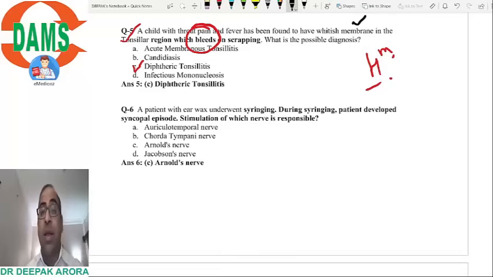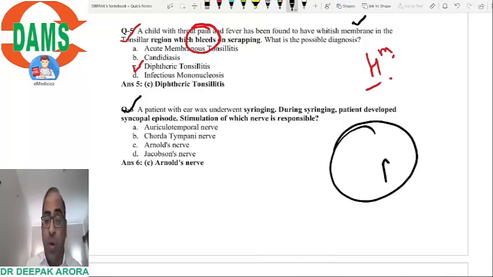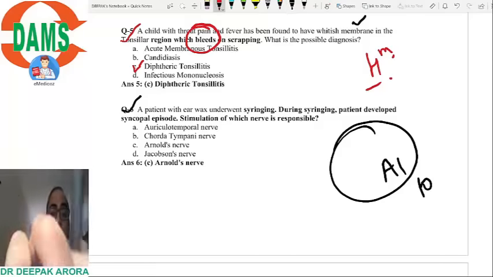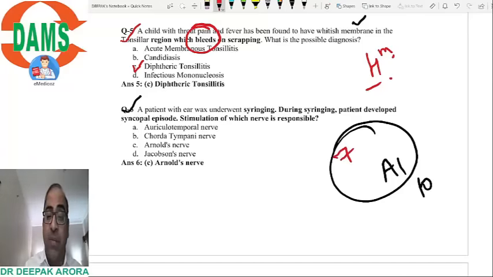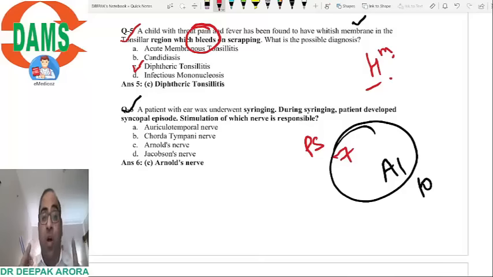Coming on to the next one, a patient having earwax, a very important point on nerve supply of the external auditory canal. The examiner is asking: he is doing the syringing, the patient has a syncopal episode, which nerve is responsible? Always remember, that is Arnold's nerve, the 10th nerve. Which area am I talking about? The anterior inferior. Anterior inferior is supplied by the 10th nerve. Posterior superior is supplied by the 7th nerve, that is the nerve of Wrisberg.